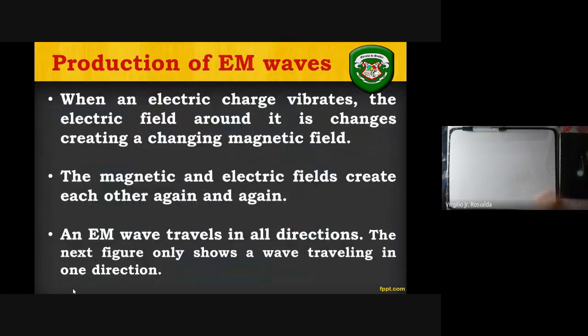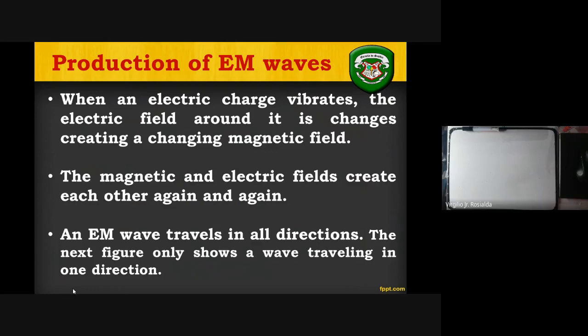Okay, so when an electric charge vibrates, the electric field around it changes, creating a changing magnetic field. So technically, if there is a movement of charge, you are creating a magnetic field already. So the magnetic and electric fields create each other again and again. That's why they are both existing in electromagnetic waves. Kasi kinikreate nila yung bawat isa.